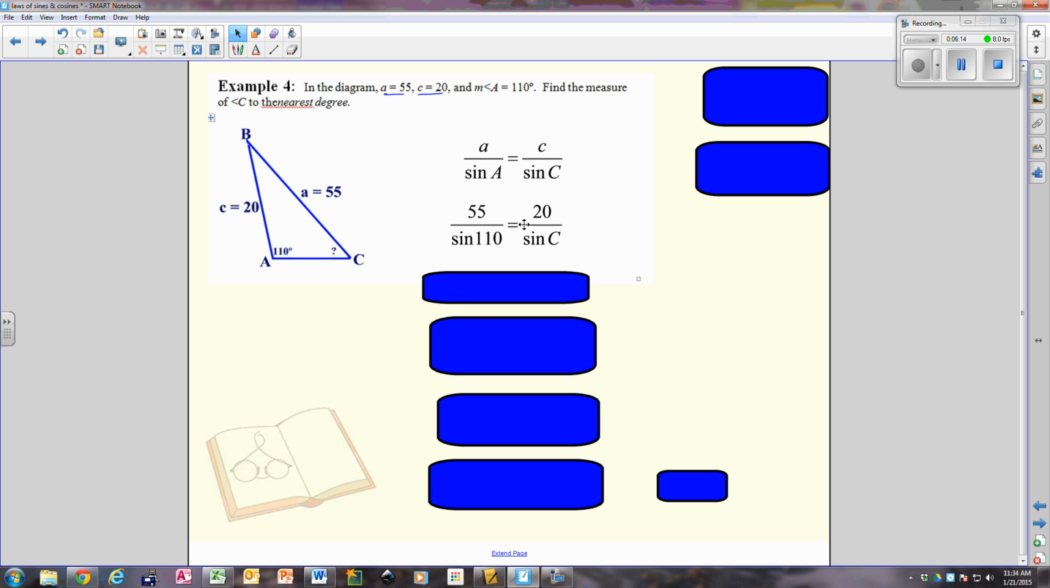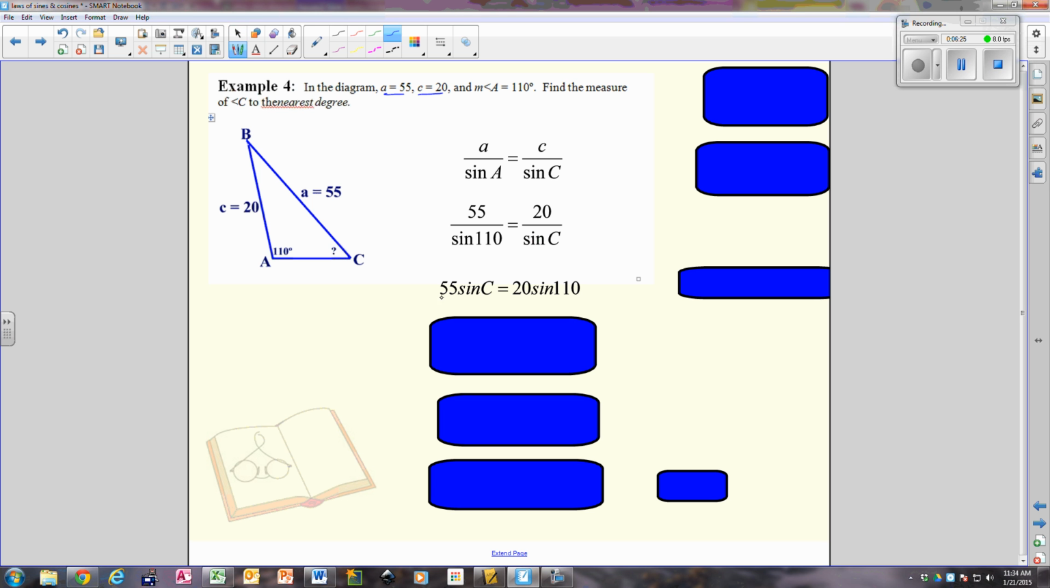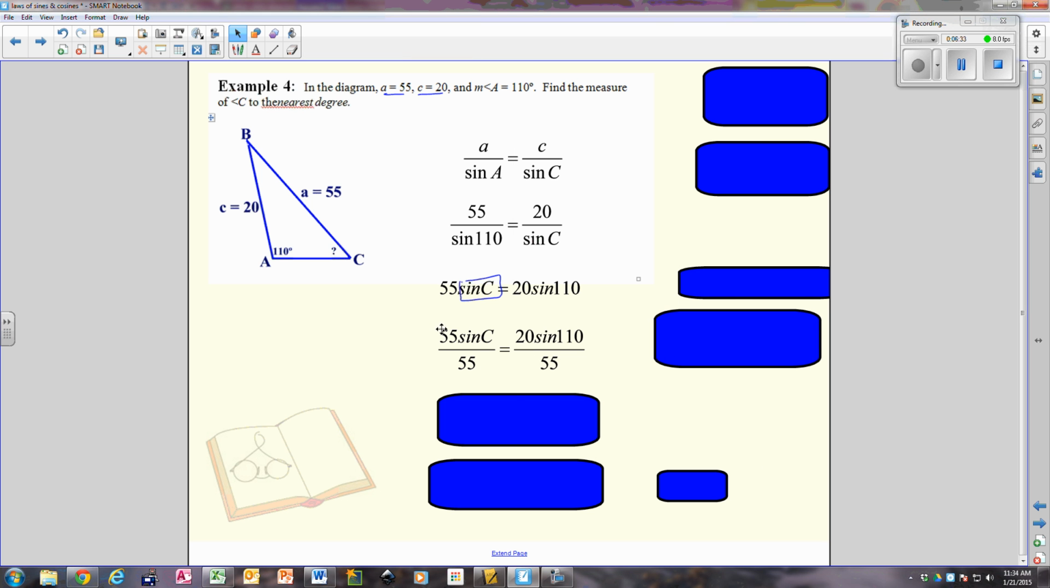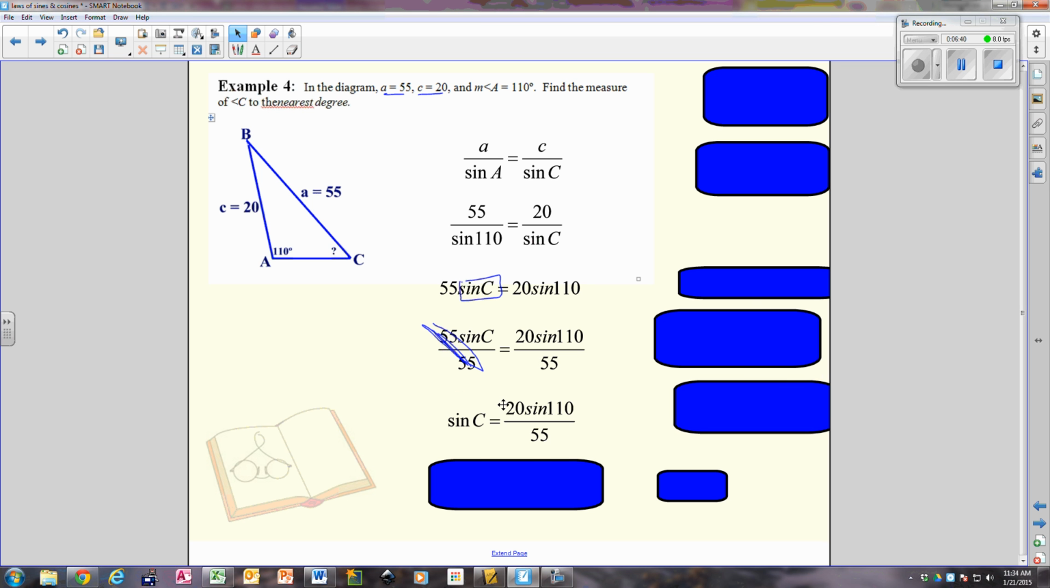Just like any other thing, we're going to cross multiply. So you get 55 sine of C, 20 times sine of 110. Since we're solving for C, we would need to divide both sides by 55. If we divide both sides by 55, then this is going to cancel out, and I'm going to be left with the sine of C equals 20 times sine of 110 over 55.